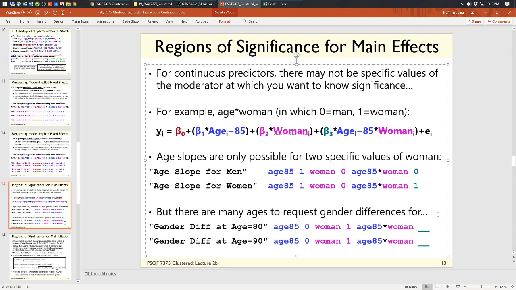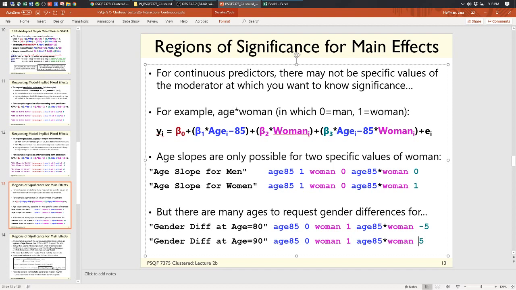So if I've centered age at 85 and I want to know what the gender difference would have been at 80, what goes here? -5, yeah. And what would go here if I want the gender difference at 90? 5. So why did I pick 80 and 90? Well, it might have been plus or minus 1 standard deviation, but why not 81? Why not 81.5?